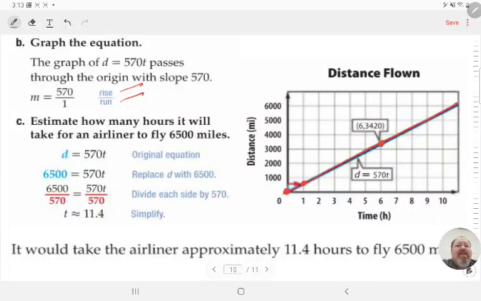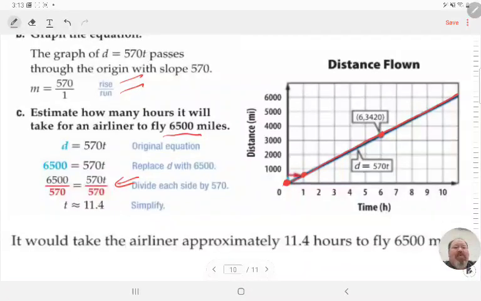Then we are to estimate how many hours it will take for an airliner to fly 6,500 miles. Well, that's our distance, or our d. So we plug that into d and we solve for t. So we would divide both sides by 570, and t is approximately 11.4 hours.